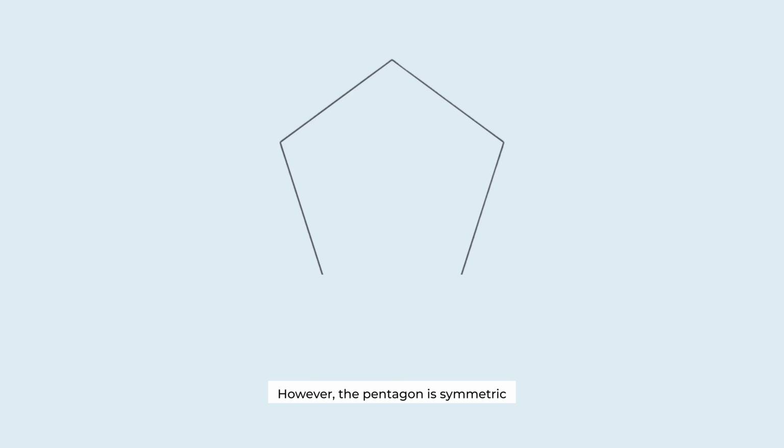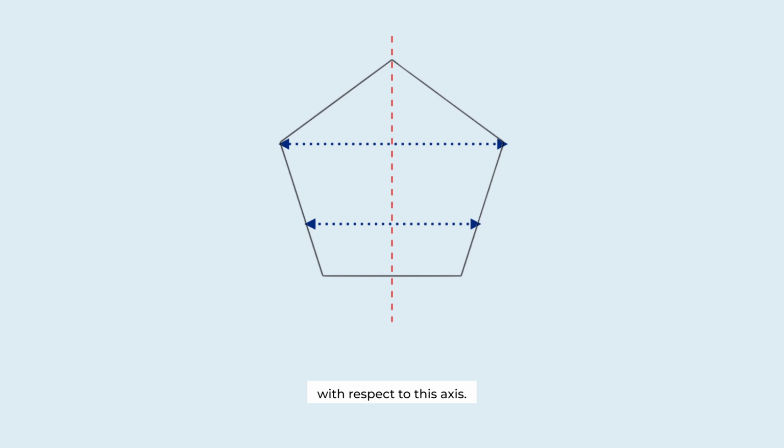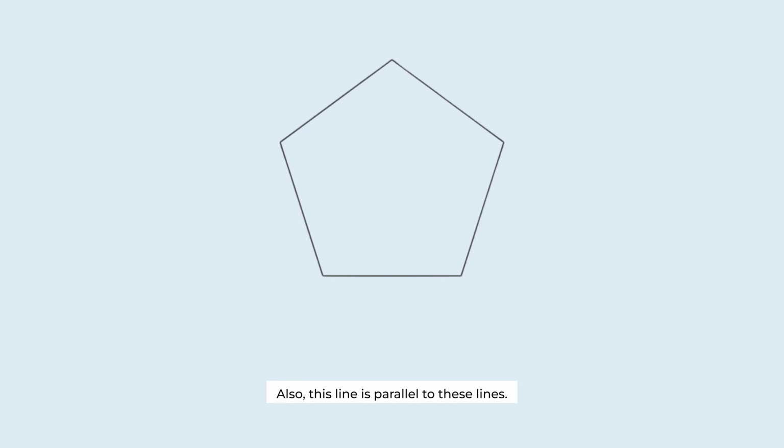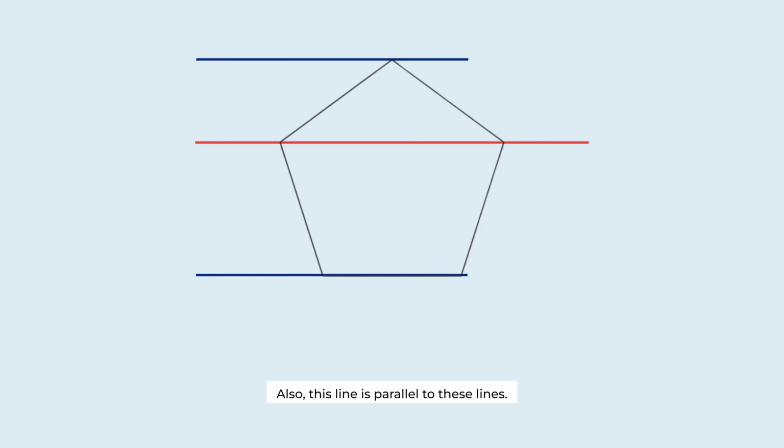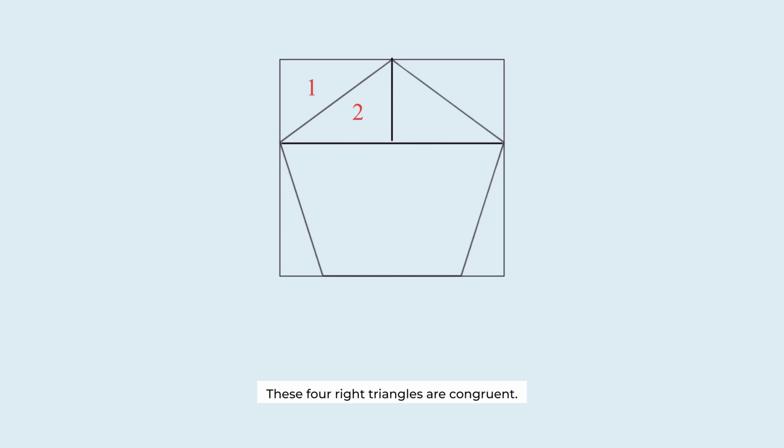However, the pentagon is symmetric with respect to this axis. Also, this line is parallel to these lines. These 4 right triangles are congruent. Therefore, the sum of this area and this area equals the area of this rectangle.